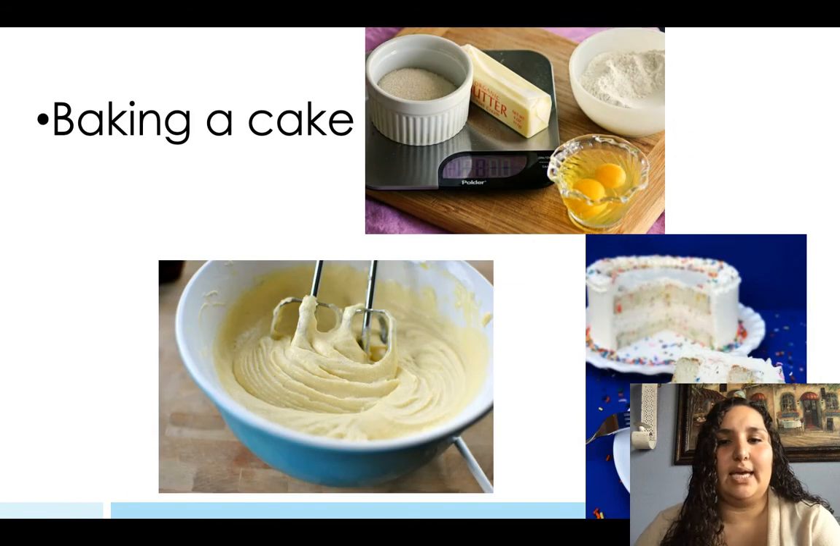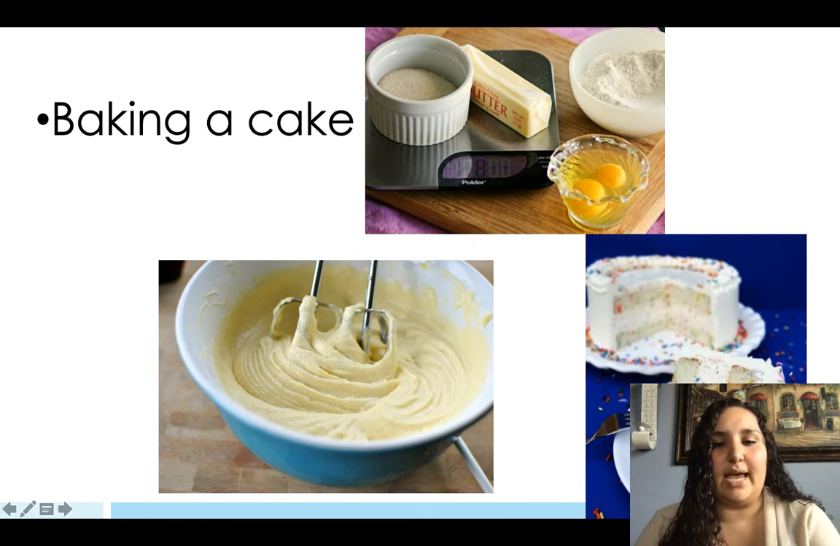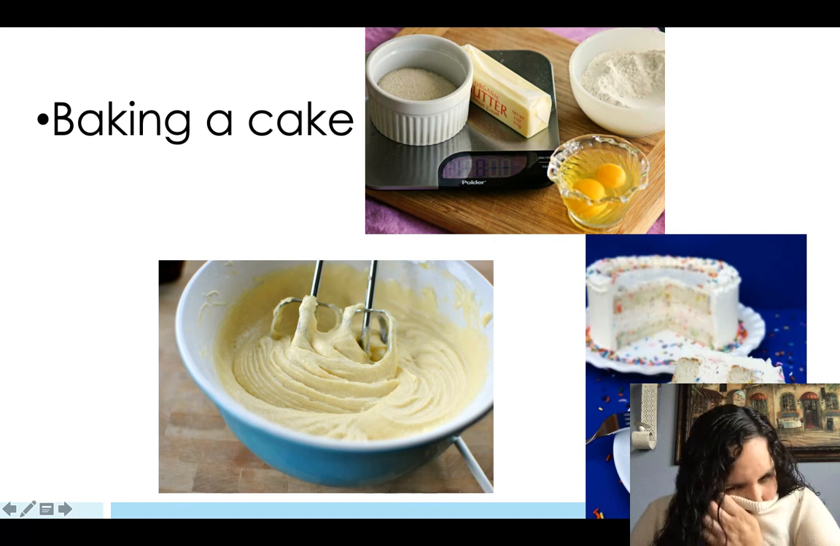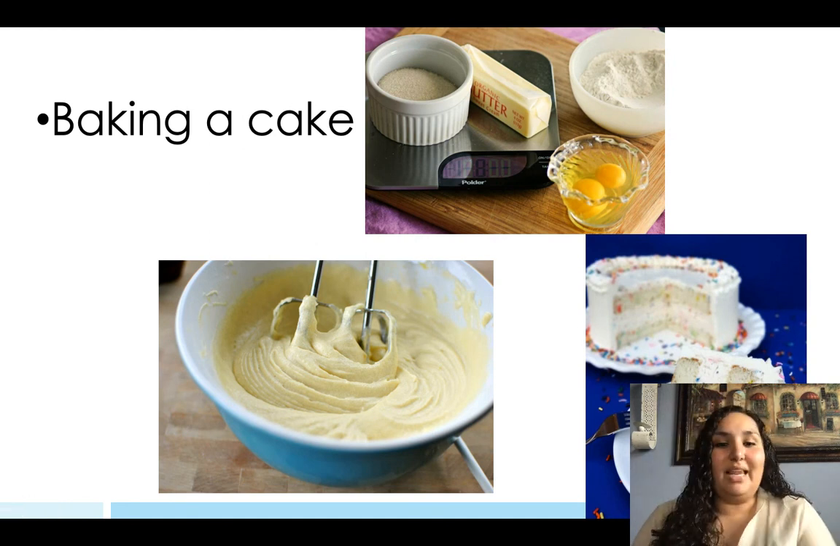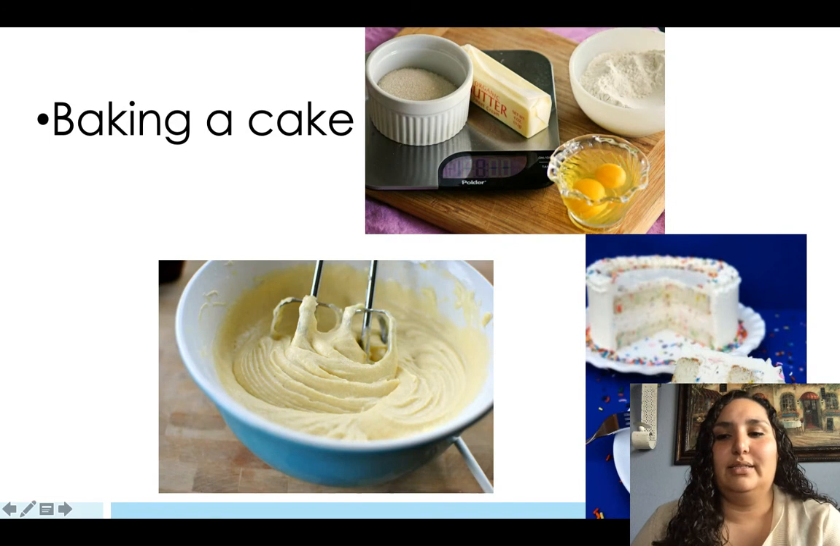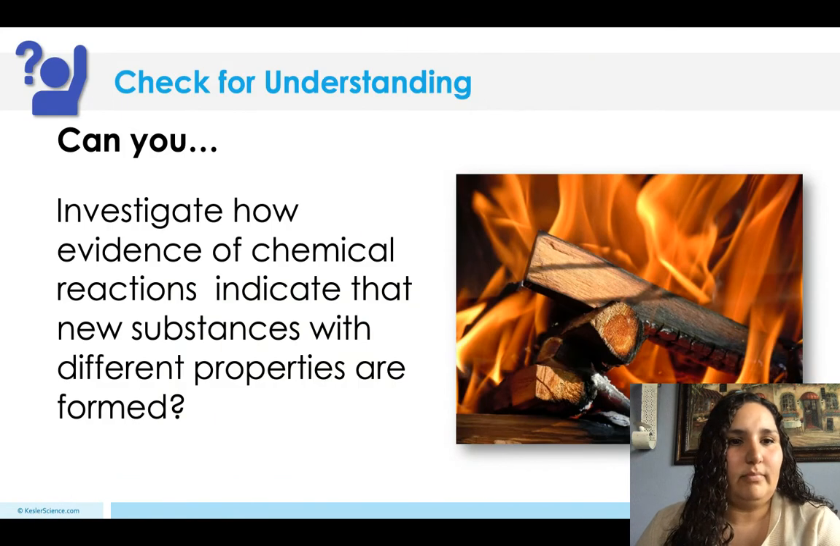Baking a cake. So when you bake a cake, you combine all of these ingredients, all these substances, and now you have a new substance, which is the cake. So once you bake it, it is now a new substance, and that is a chemical reaction.